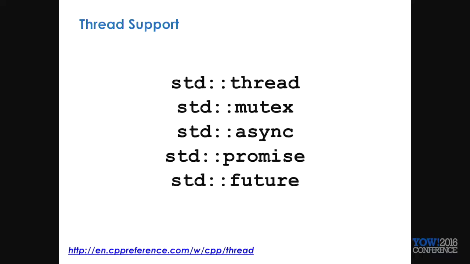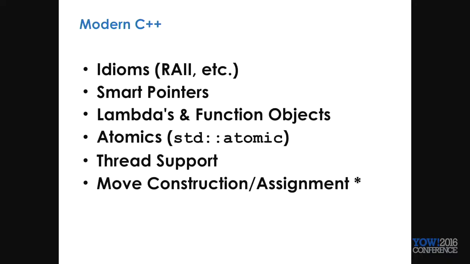Thread support, so actually having standardized across different platforms: threads, mutex, asynchronous calls for task-based parallelization, promises and futures, these were added. The big money feature of C++11 though was something called move construction and assignment.